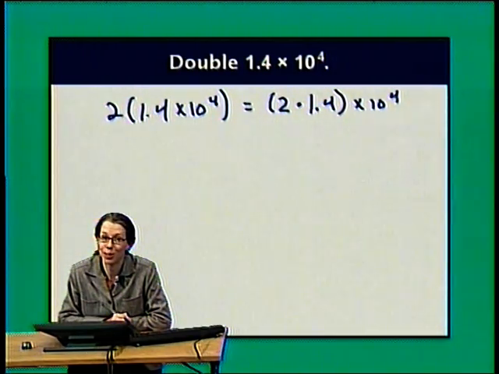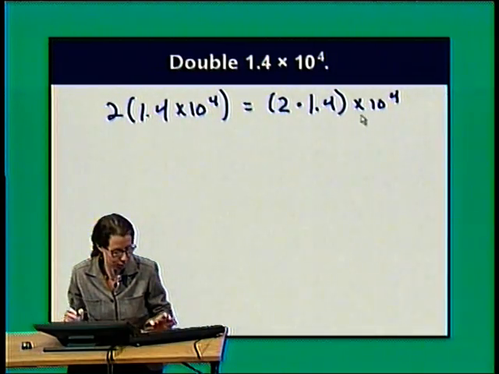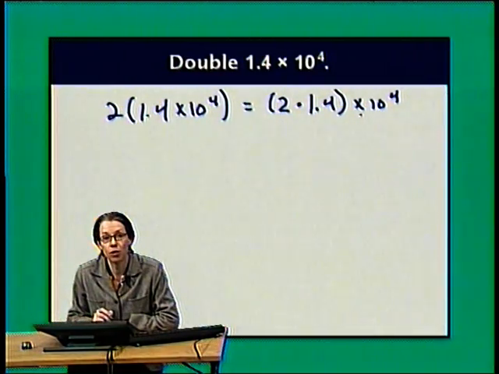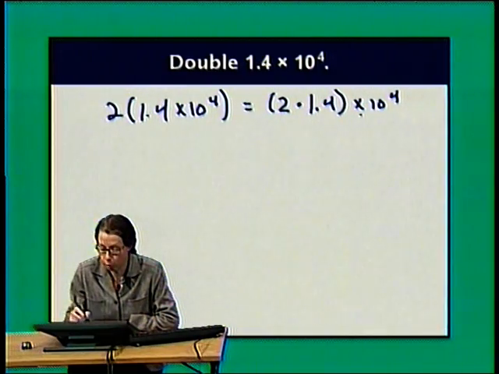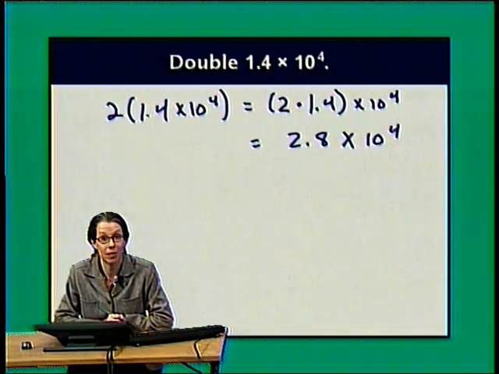A little bit confusing here. I've used a couple of different notations for multiplication, but that's because I'm just in the habit of using this multiplication symbol in scientific notation. The computation I'm doing, 2 times 1.4, that's just 2.8. So I'm left with the number 2.8 times 10 to the 4th.